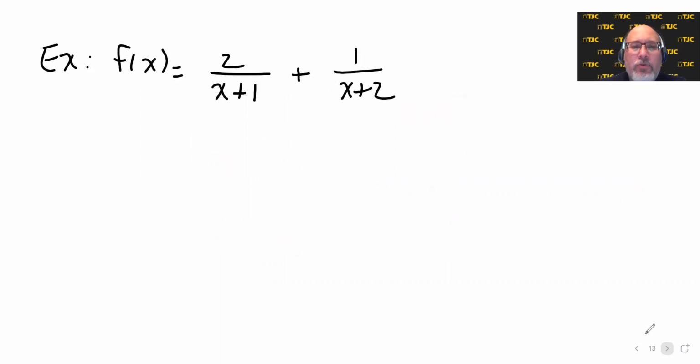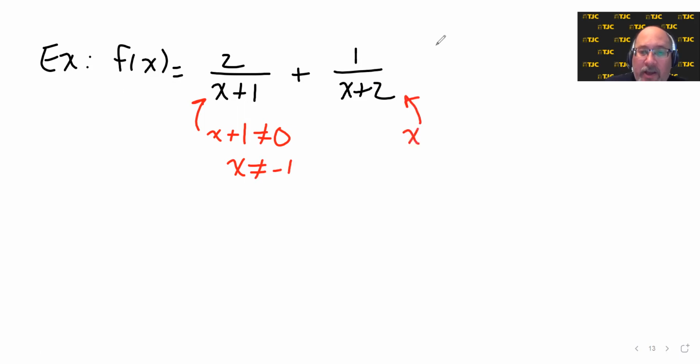F of x equals 2 over x plus 1, plus 1 over x plus 2. This has multiple issues, but they're multiple fraction issues. So we'll just address each one of them accordingly. We need x plus 1 to not equal 0, which means we need x to not equal -1. And here we need x plus 2 is not equal to 0, which means x cannot be equal to -2.